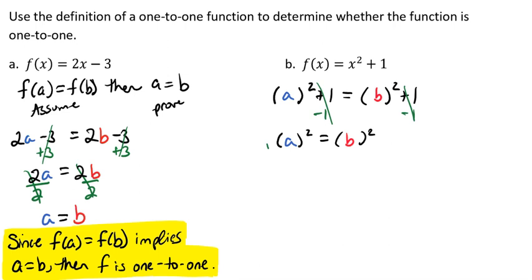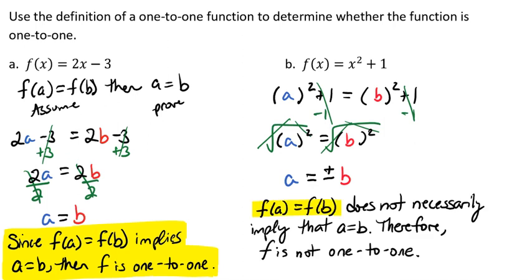From here, I'm going to square root both sides. When we square root, a common misconception is, oh, I can cross these out and I just get a equals b. That does not work, because when we're taking the square root of a variable, I end up with 2 answers. So I'm going to have a equals plus or minus b here. So it doesn't always imply that you're going to have a equals b. So we cannot say that f is one-to-one.